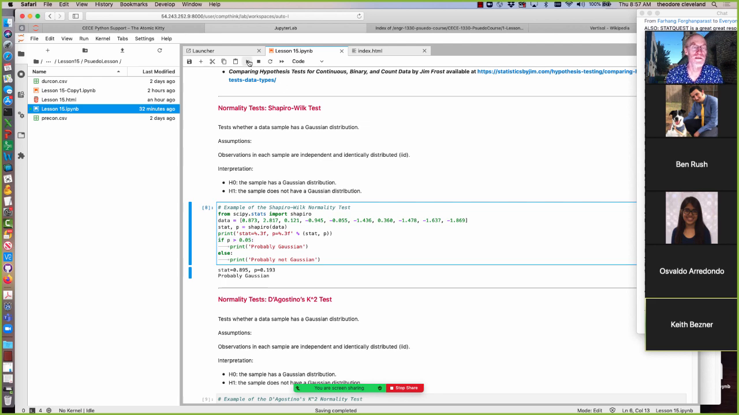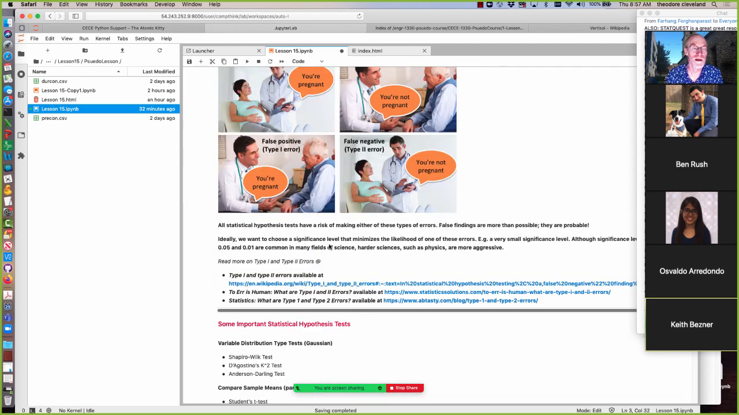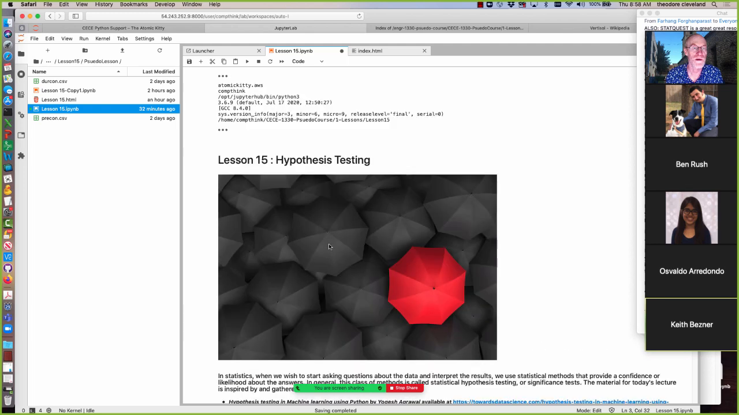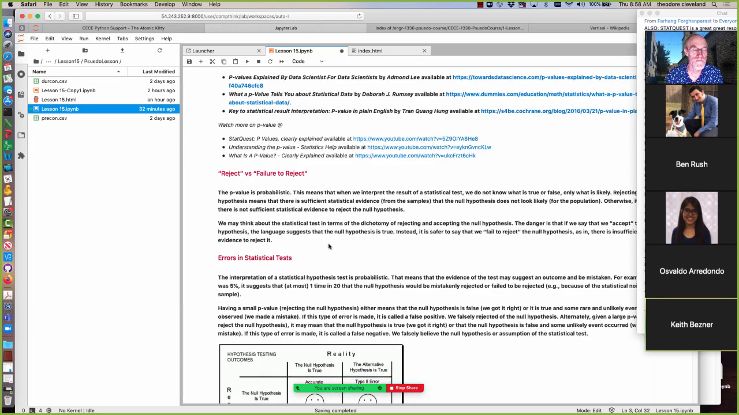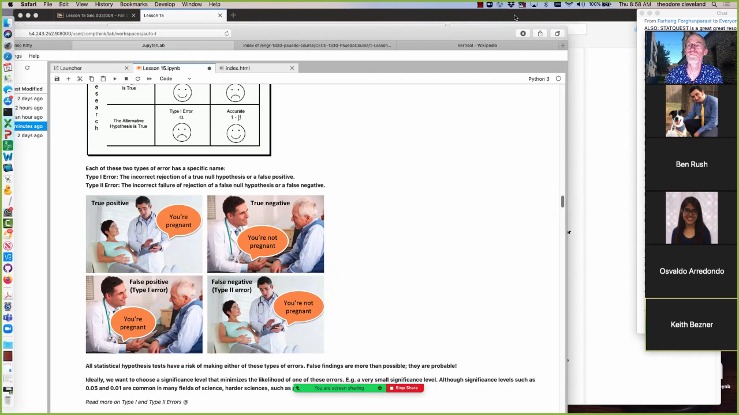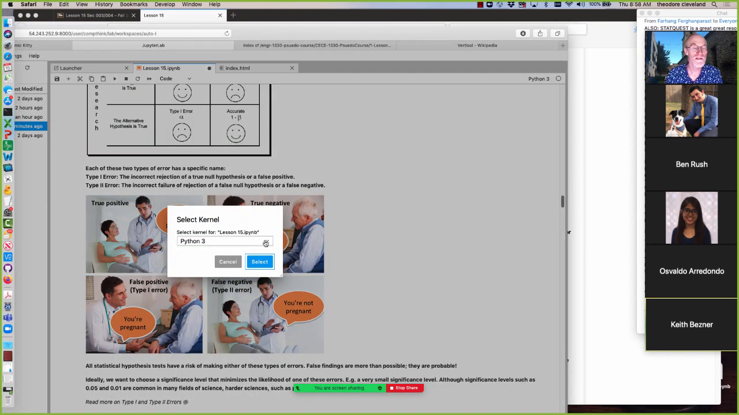So let me run this script, and it doesn't run because I don't have something loaded in. Oh, I don't have a kernel. Kernel, please.